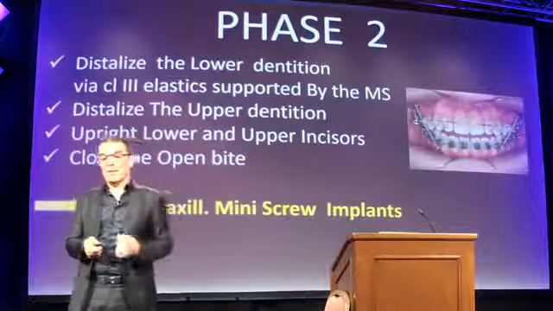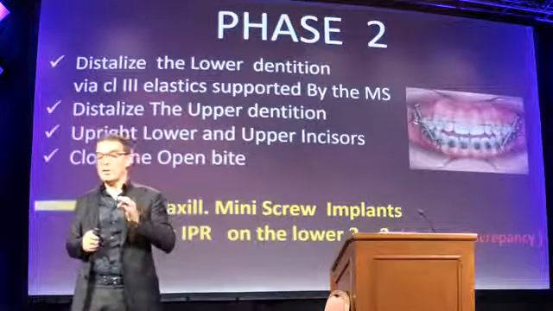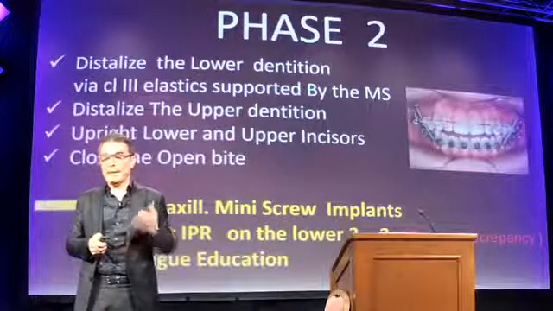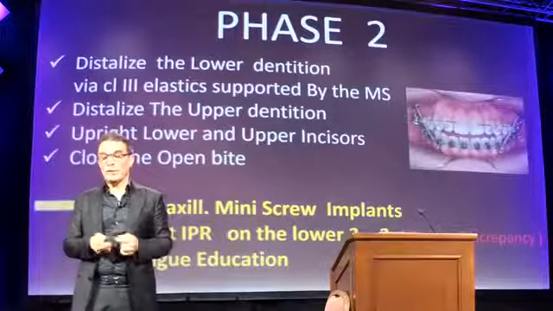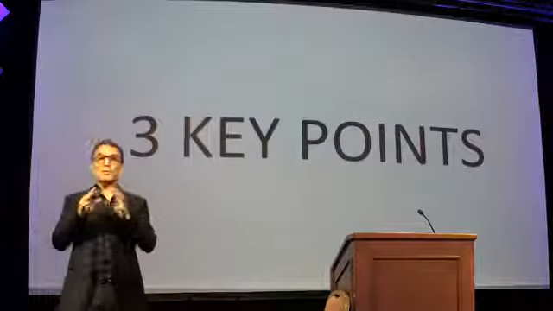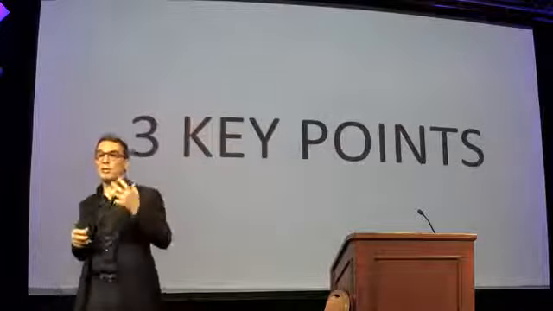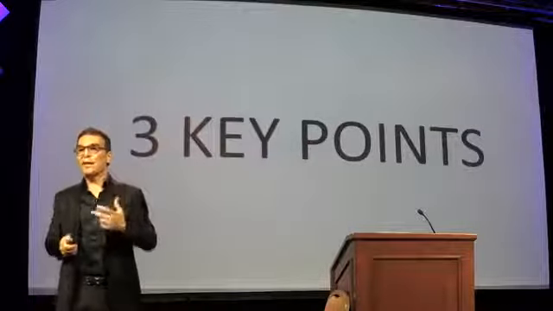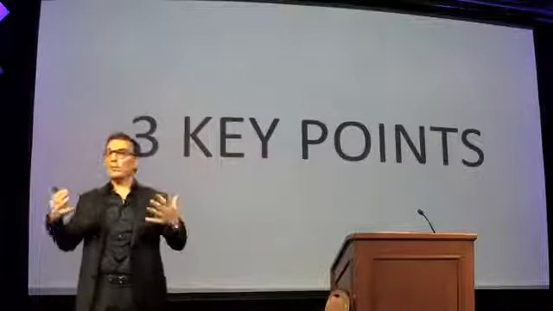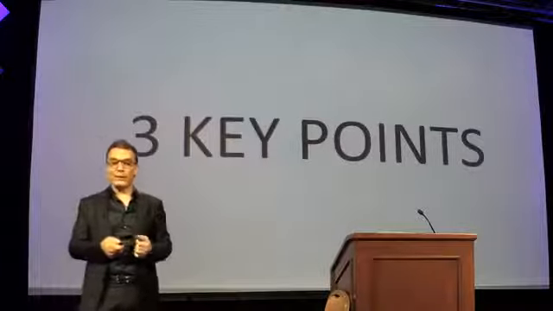So for that, I will place 2 mini screws, only 2 mini screws. I will need a slight IPR in the lower 3 to 3 because of the Bolton discrepancies I had in the beginning, and I will, of course, start as soon as possible the tongue education. So for this treatment, to summarize what is important, the 3 coming slides are very important. 3 key points to be successful in such a treatment. If you didn't have the intention to place mini screws and you want to win back your case, you can do what I'm going to show you right now.